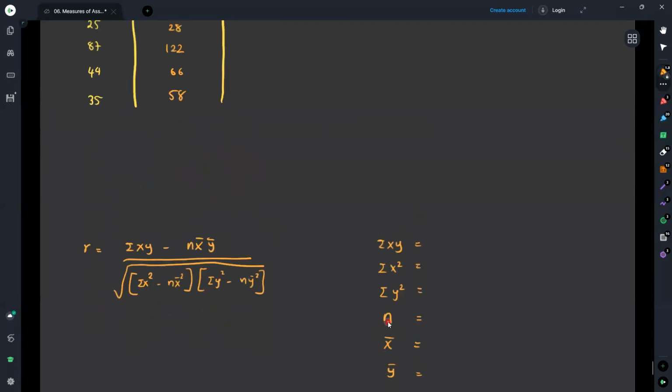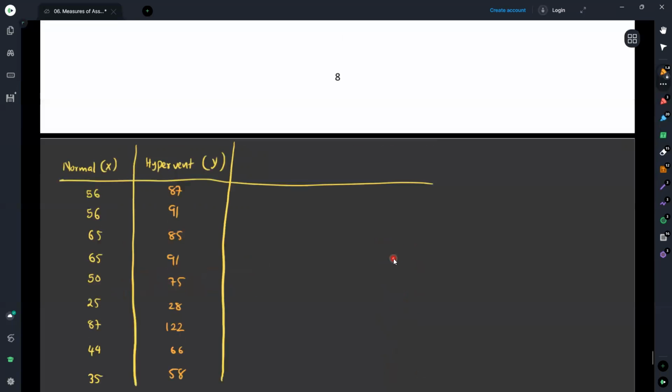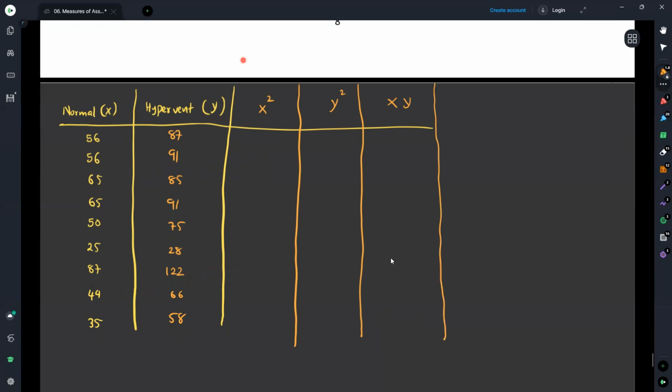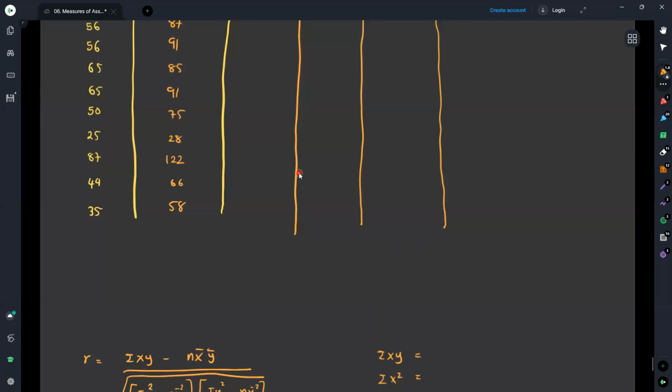Therefore, as the first thing, I will create these columns. To obtain the summation of x squared, we need the values for x squared. The next column can be created as x squared. And thereafter, I will create a column for y squared, and the next column I'm taking as xy. These are the columns that we need to create, and at the end of each column, I will create the summation.